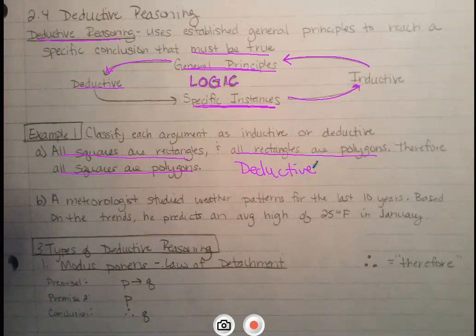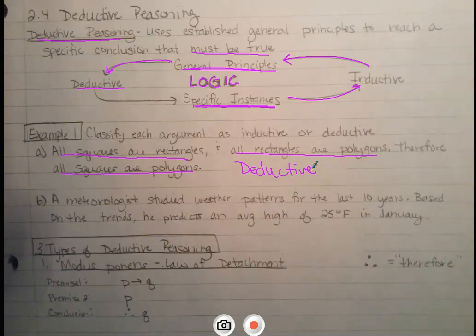Because we know there are general principles about what a rectangle is, right? It has to have 90-degree angles and 4 sides. Rectangles are polygons, okay? Polygons are any closed shape. So rectangles are polygons. Therefore, squares are polygons. All right, that's all deductive.